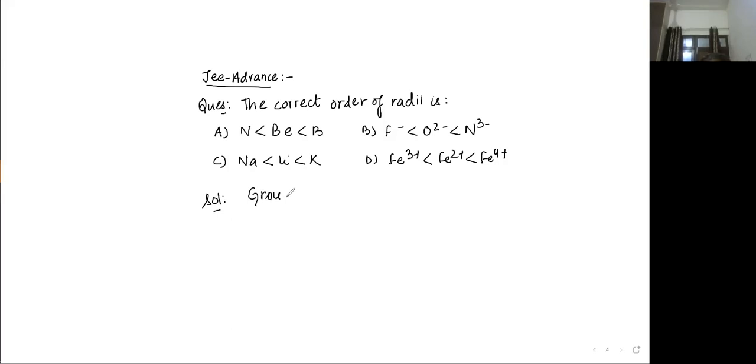If I am talking about a group, good, Sriniket. Good, Devansh. Lithium, sodium, potassium. So what will be the size order? As you move down in a group, what happens to size? It will increase. So potassium will be greater than sodium, which will be greater than lithium. Is option C correct?